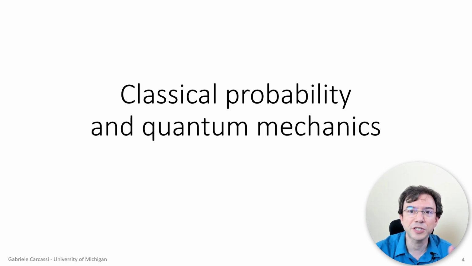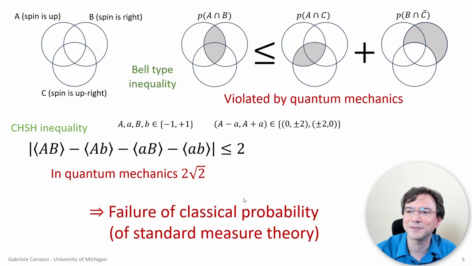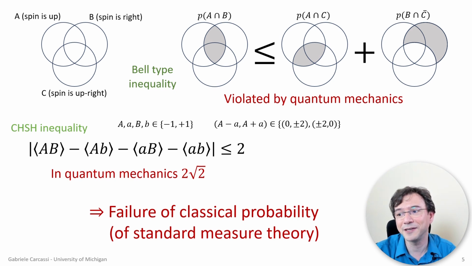So let's first look at what the problem is. And again, if you know quantum mechanics, probably you've already seen these things, but if you come from the fuzzy community and imprecise probability and so on, you might not know, and that's why I had this slide. So one of the first things that you can use to see that quantum mechanics violates classical probability and classical measure theory are the Bell-type inequalities.